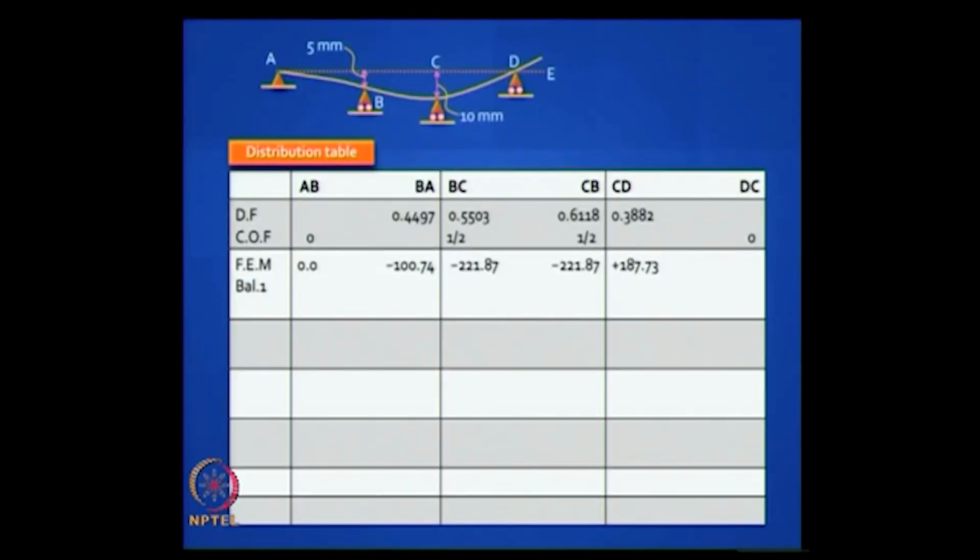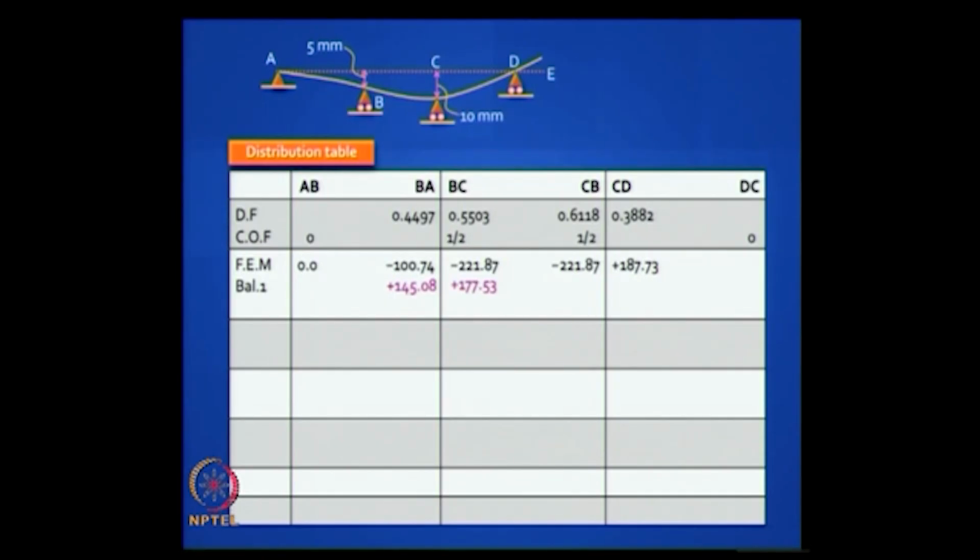The one that we recommend is you first do it at this joint. If you have your calculators you can work it out, it is pretty straightforward. You add up that total and distribute 0.4497 to the left end and to the right end. So at this stage if you add up all the moments at that joint, it should turn out to be 0, right.